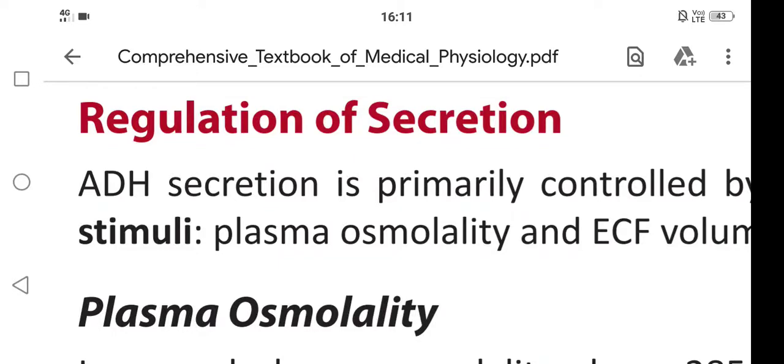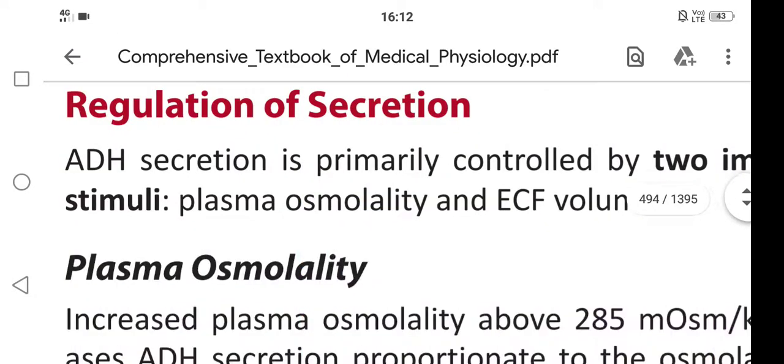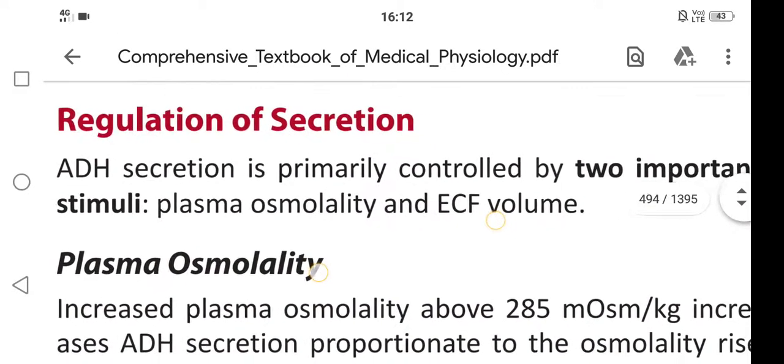In this video we are going to learn about regulation of secretion of antidiuretic hormone. In the previous video we learned about the structure, synthesis and secretion of antidiuretic hormone. Coming to the topic, regulation of secretion of antidiuretic hormone.